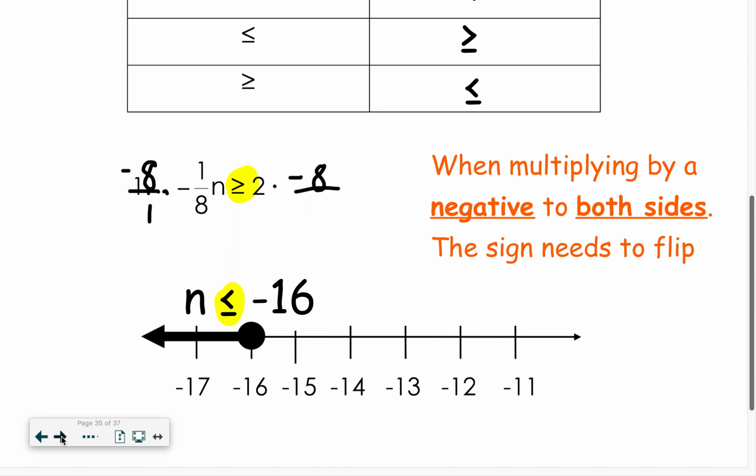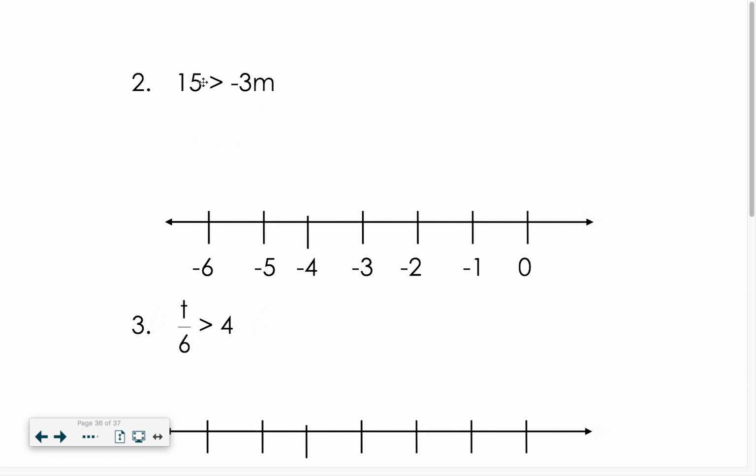Okay. Feel free to pause that and go back and continue writing that little thing on your notes.